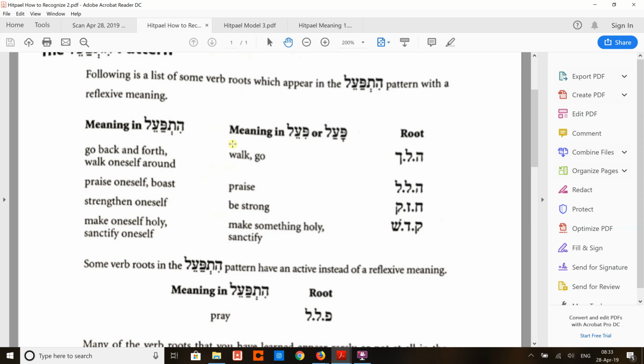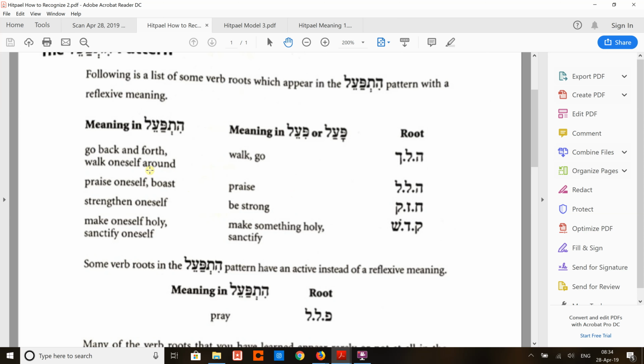But let's look here at the halach in the paal. It means to walk or go. What does it mean when you put it in the hitpael? To go back and forth, to walk oneself around. So that would be how the hitpael configuration changes the verbal root of halach. Let's look at halal. Think of the word hallelujah, right? That's where hallelujah comes from, this verbal root, halal. So in the paal, it means to praise. When it's put in the hitpael, it means to praise oneself or to boast, right?